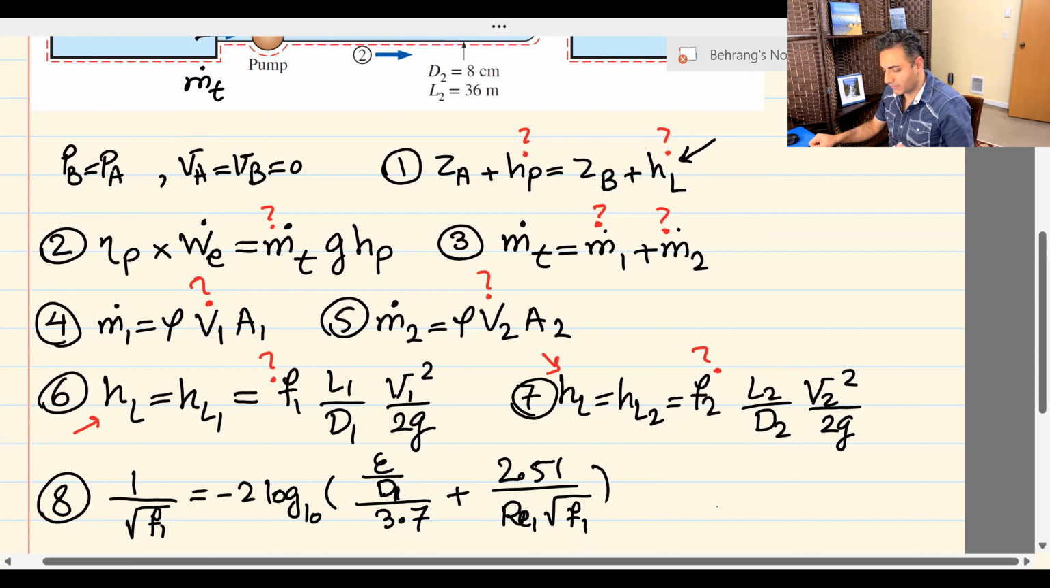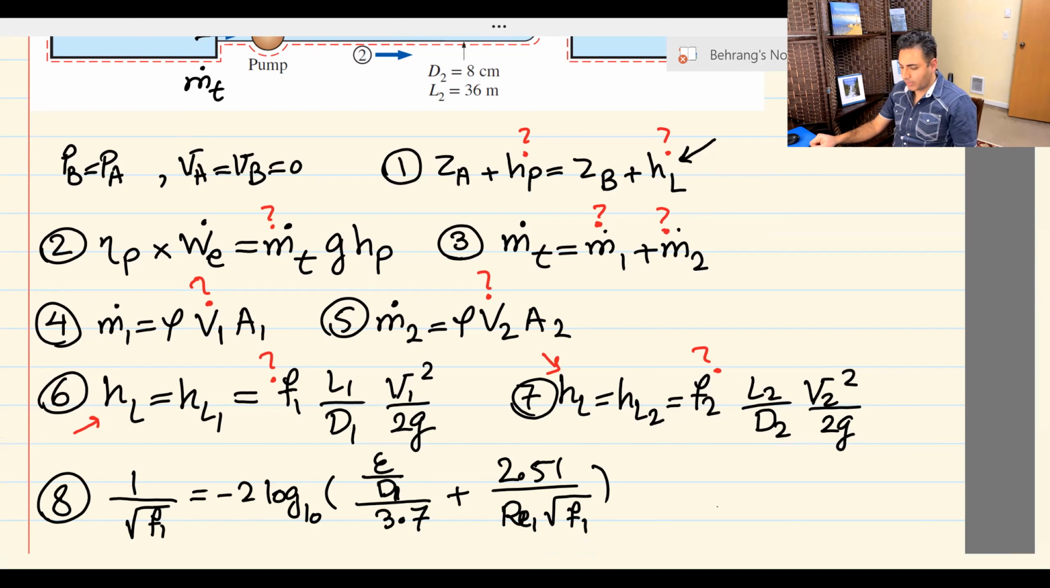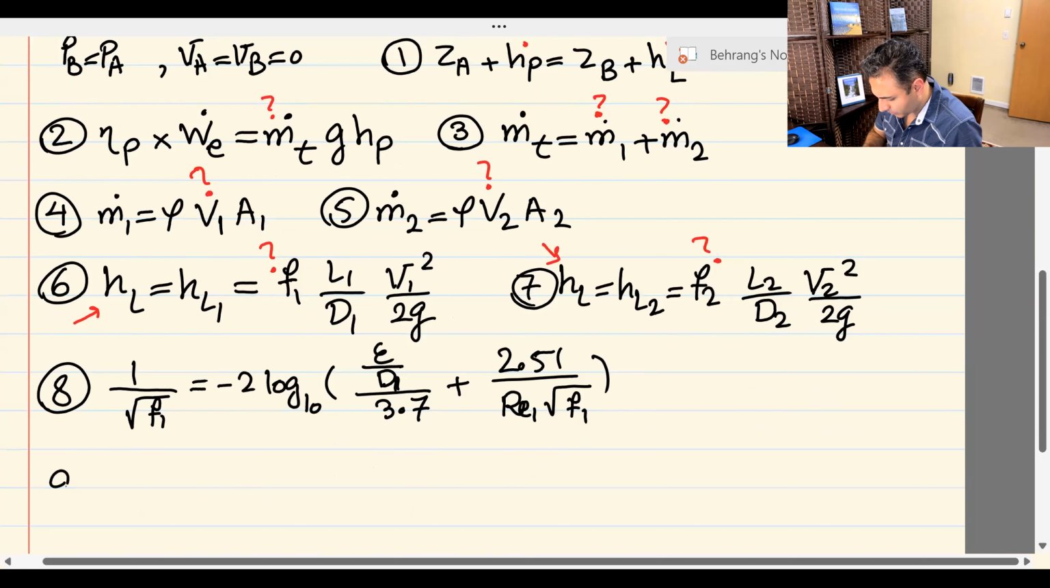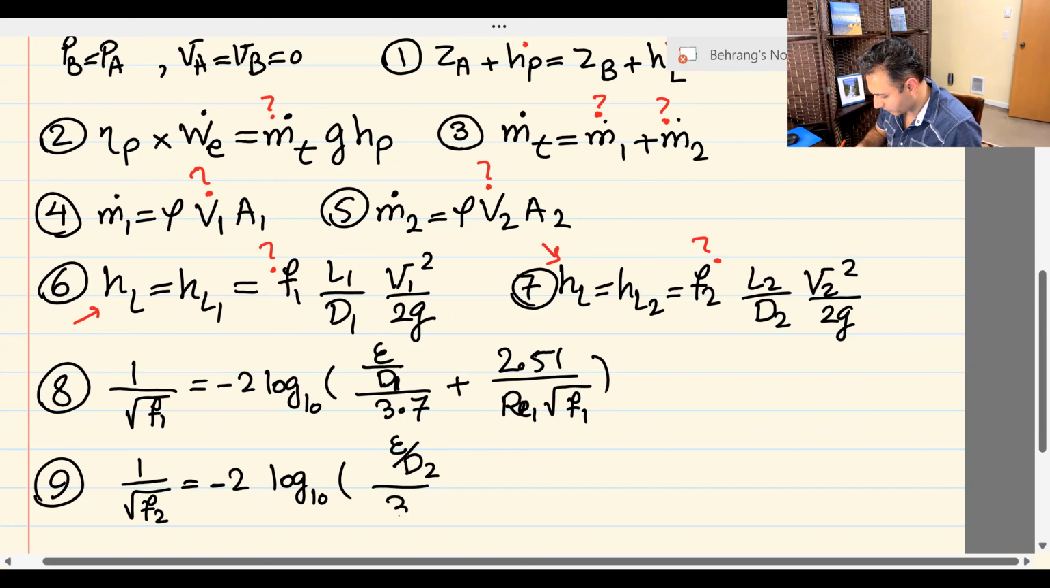And if you check the Colebrook equation, you'll see that this is the Colebrook equation from the Moody chart, basically. Now the equivalent of this would be equation 9. Equation 9 is 1 over square root of f2 equals -2 log10 of epsilon over D2 over 3.7, plus 2.51 over Reynolds number 2 times square root of f2. That would be another equation.